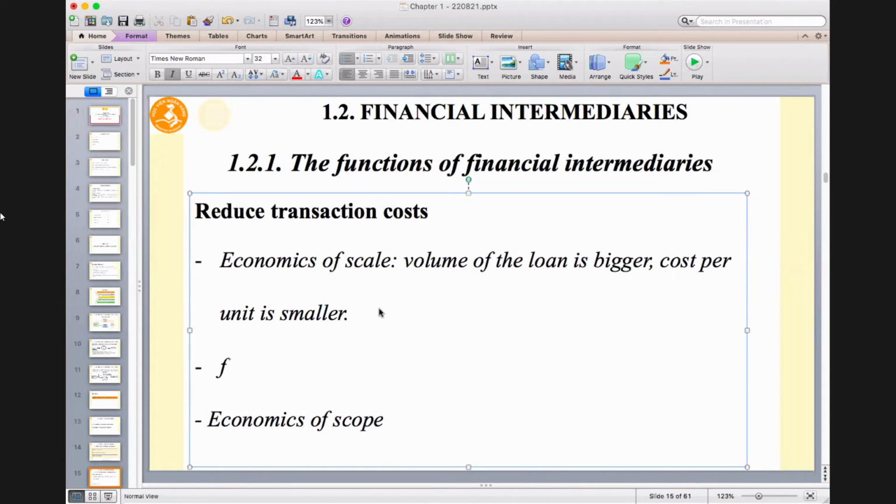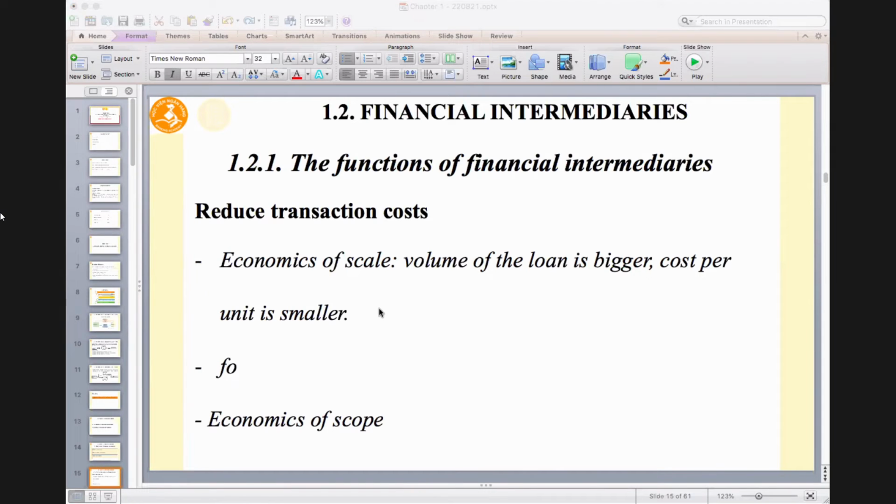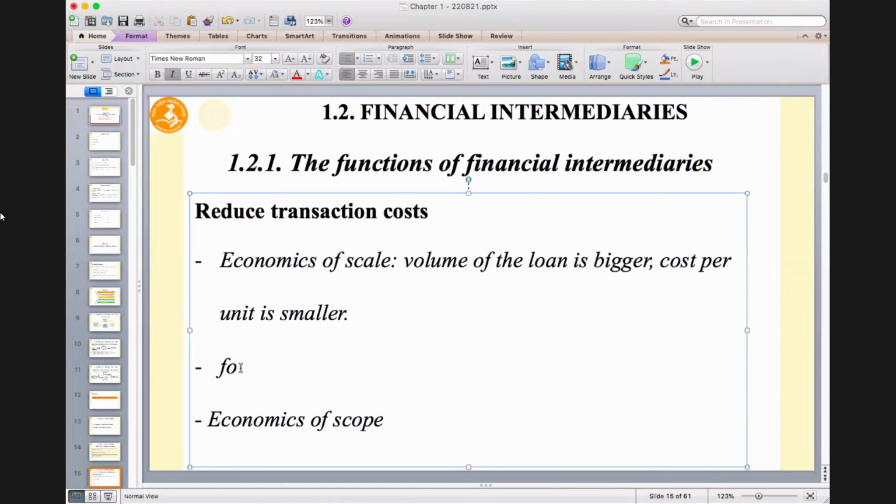For example, when the bank makes a loan to an individual customer, and a loan to a corporate customer, they have the same cost to establish the contract, the fixed cost to sign a contract.